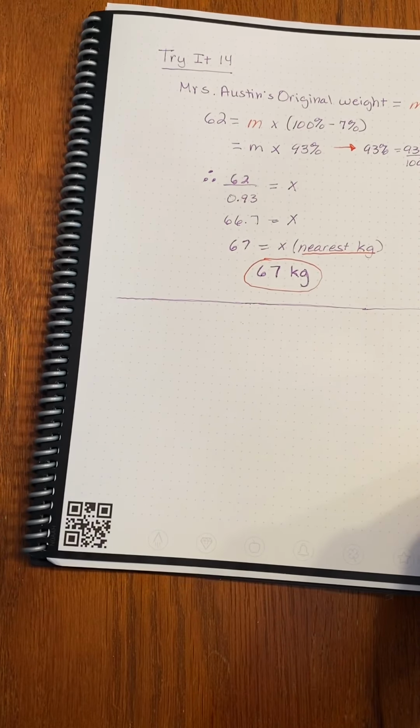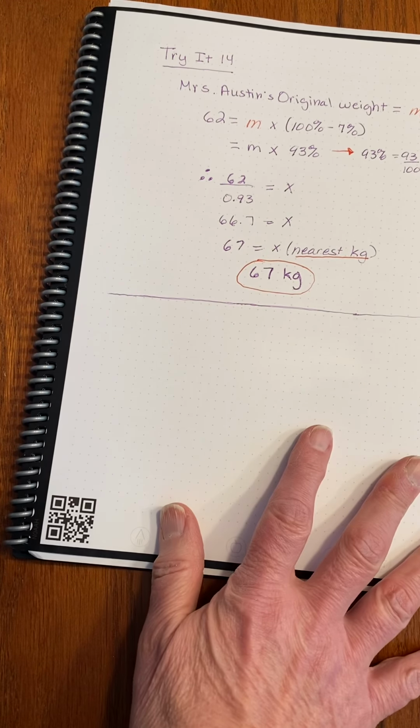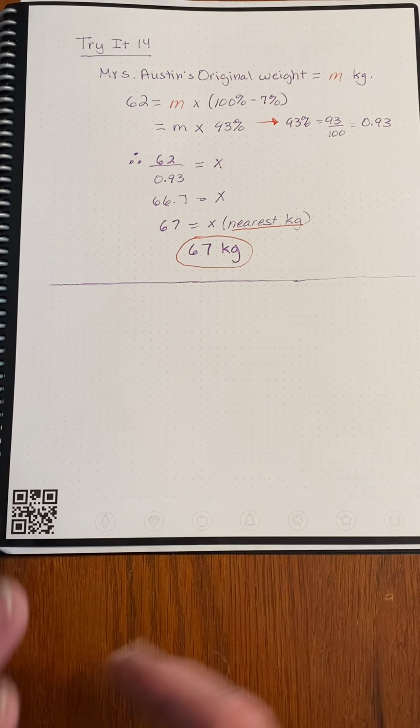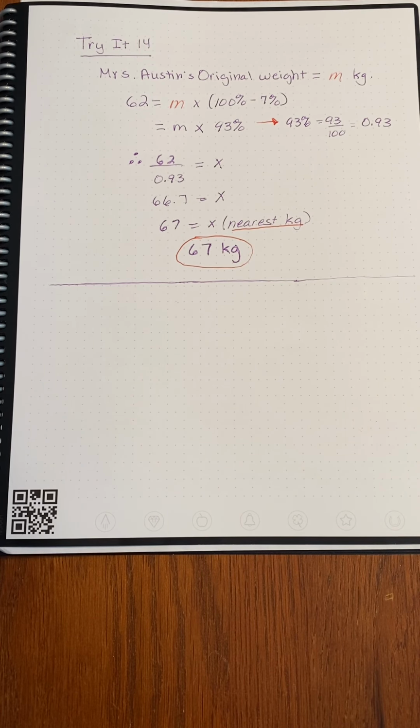Continuing on with Triad 14 at the top of page 167, which reads, Mrs. Austin's weight dropped to 62 kilograms after her weight decreased by 7%. What was her original weight? And give your answer correct to the nearest kilogram. So I'm going to work back to her original weight, and then I need to remember my final answer needs to be rounded to the nearest kilogram.